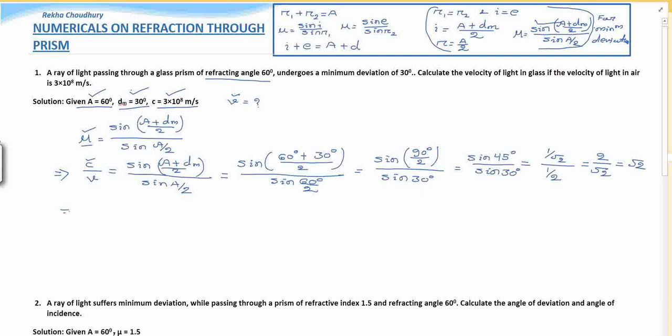This implies v is equal to c, the velocity of light in air, divided by root 2. So this is equal to 3 into 10 to the power 8 divided by the value of root 2, which is 1.414. So this is equal to 2.12 into 10 to the power 8 meter second inverse.